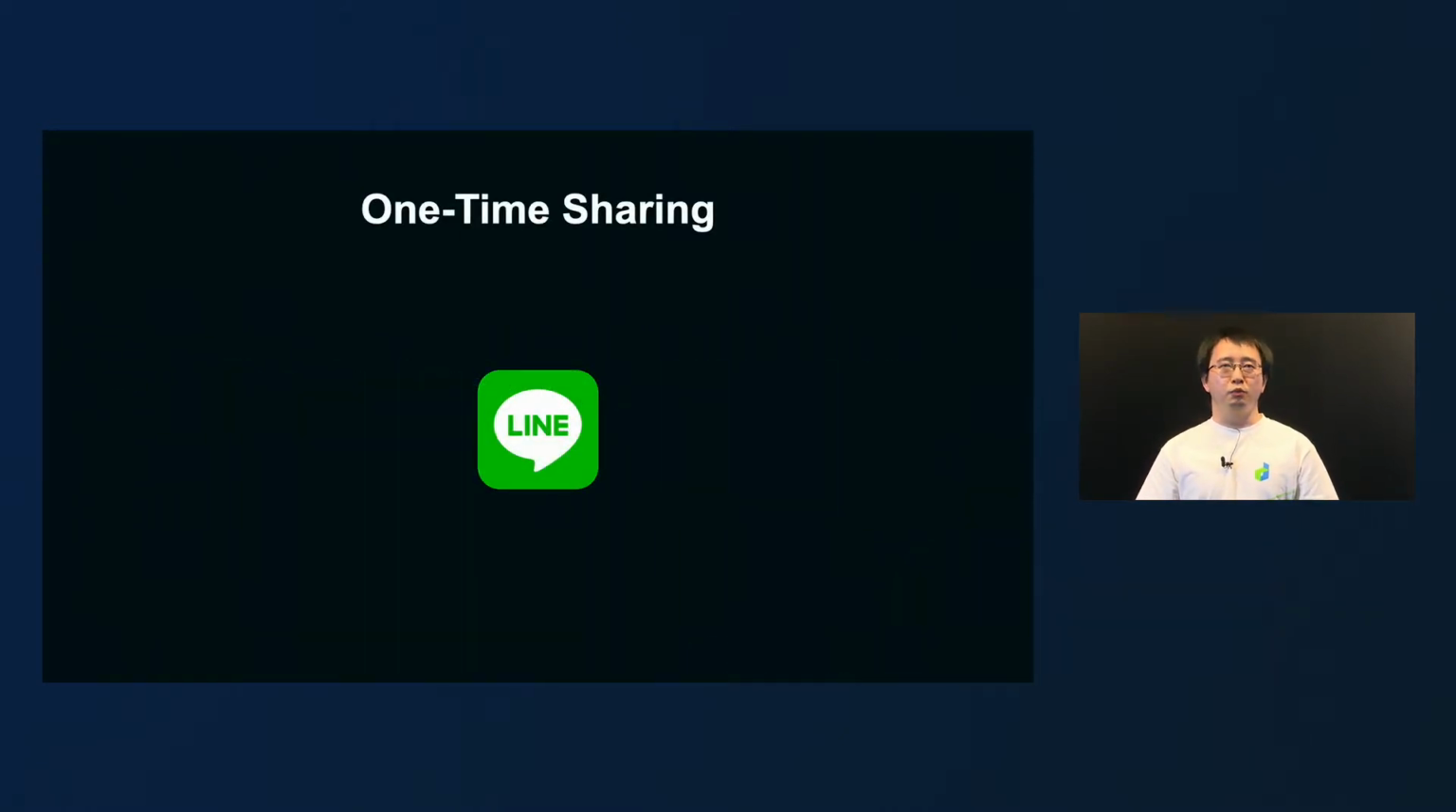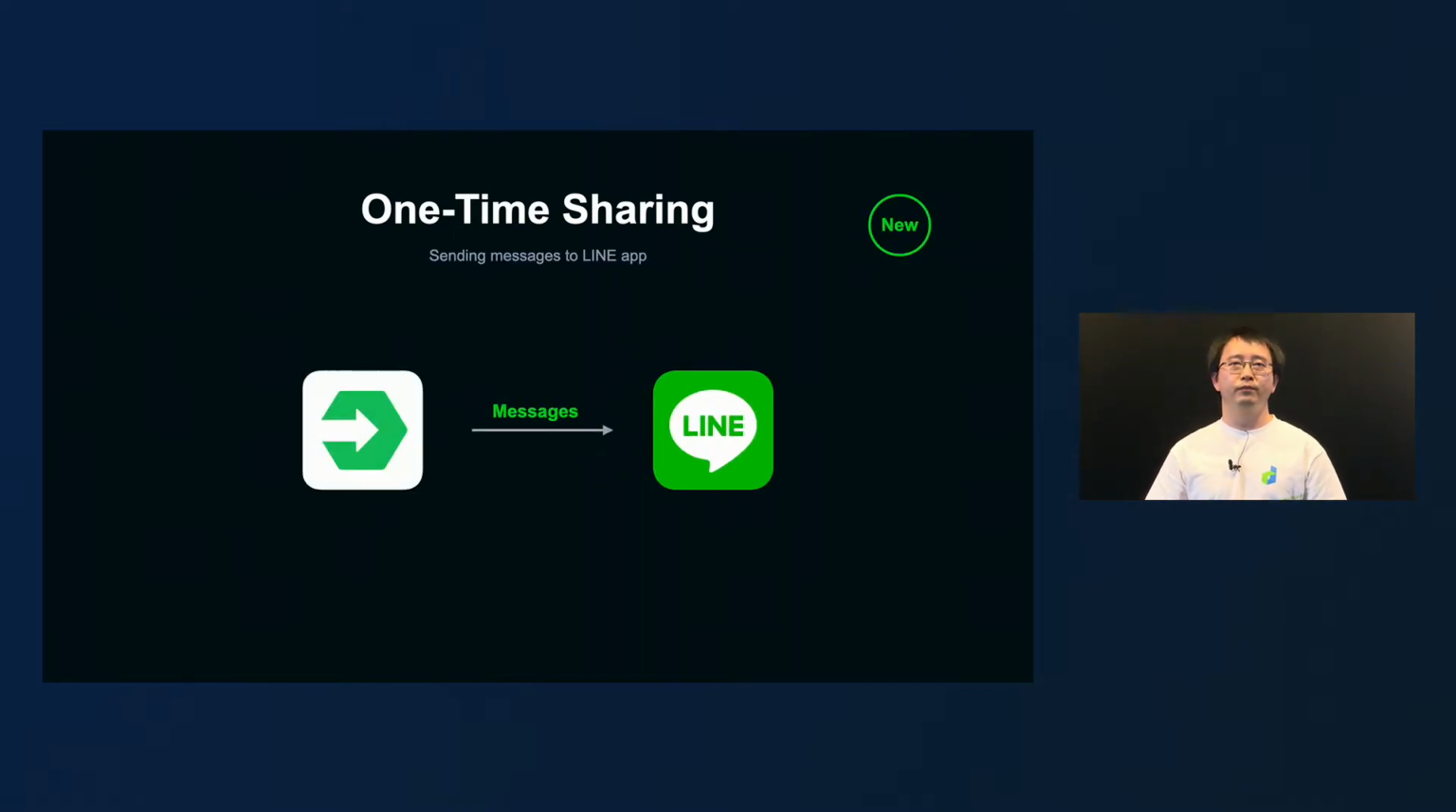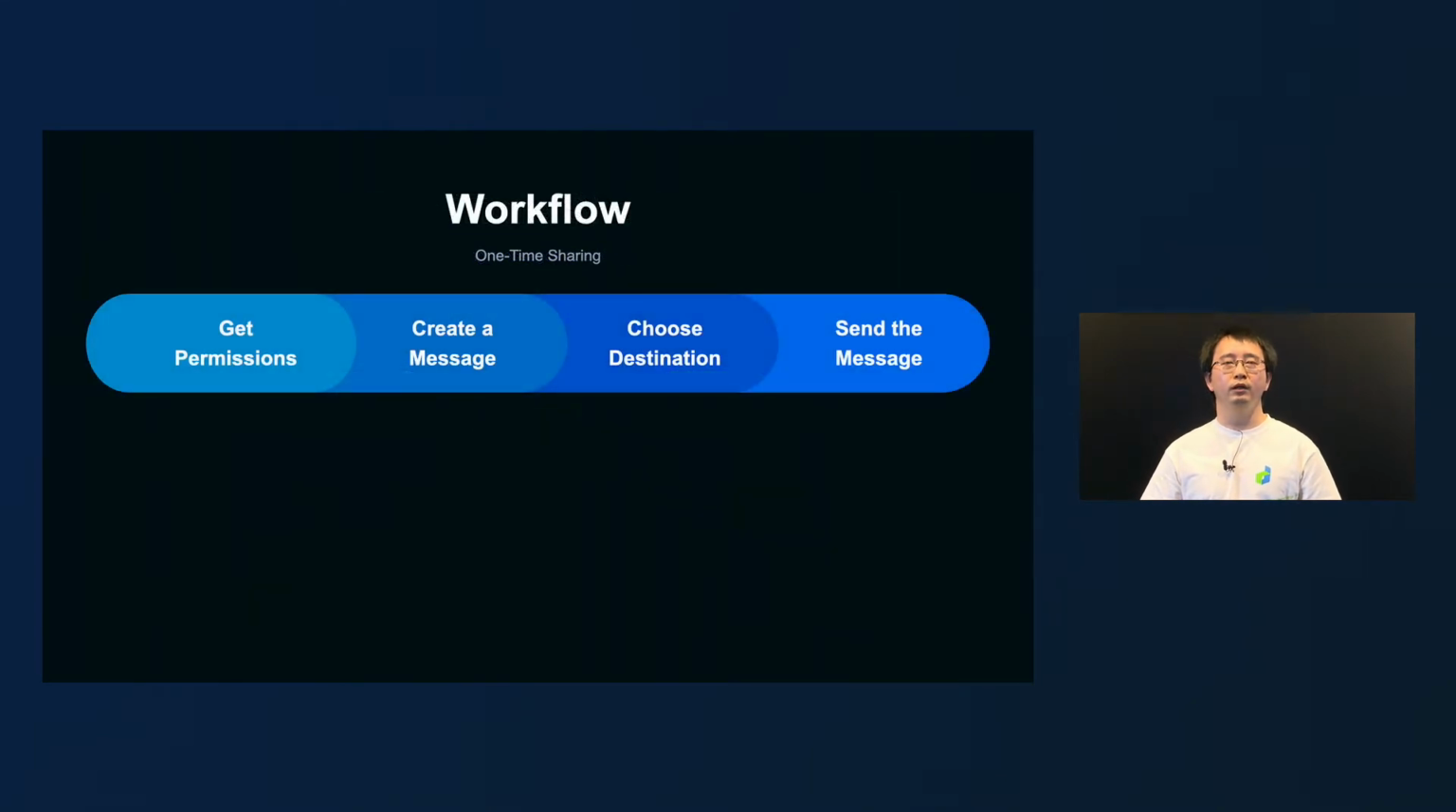First, it's one-time sharing. It's a very exciting feature. Think about your app sending messages to the Line app. Line is the core app of our company. Our users really love it and use it every day to keep in close contact with each other. And one-time sharing enables the ability for your app to send messages to Line. There are 4 steps to get it working.